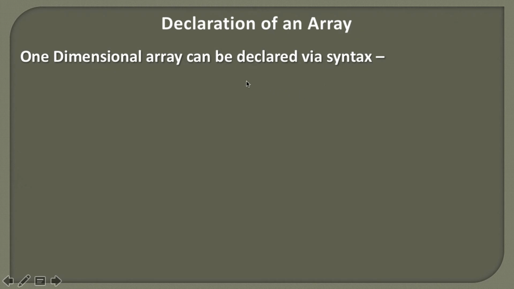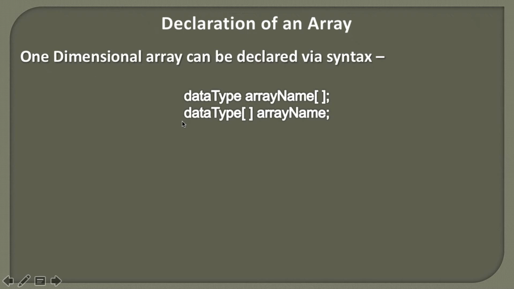The one-dimensional array can be declared via this syntax. We can provide a data type, then we can provide the variable name, and then we simply provide the square brackets so that we can come to know that this is an array. This is one way. The other way is we can provide any data type, and along with that we provide the square brackets, and then comes our variable name.